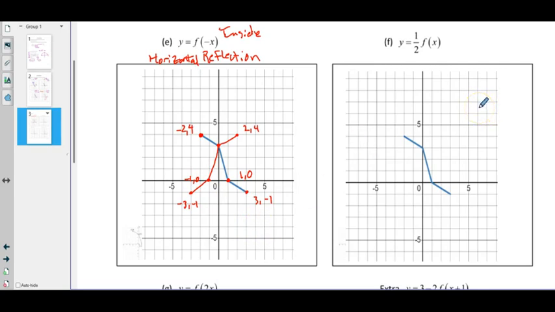The last few examples consider what happens whenever we have multiplication incorporated. In our case, we still want to identify, is example F inside or outside of the function? It's 1/2 times our function. It's outside.